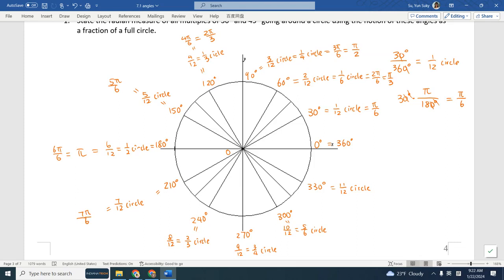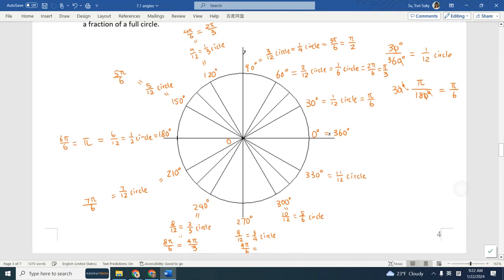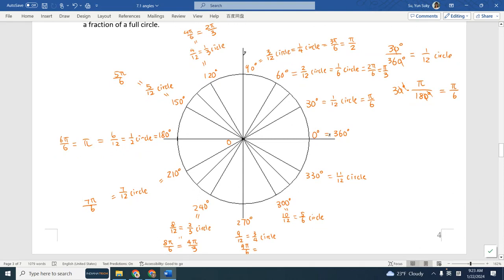How about 240 degree? 8 copies of pi over 6, which is 4 pi over 3. Very good. Next, 9 copies of pi over 6. What is 9 over 6? 3 pi over 2. Very good. 3 pi over 2.